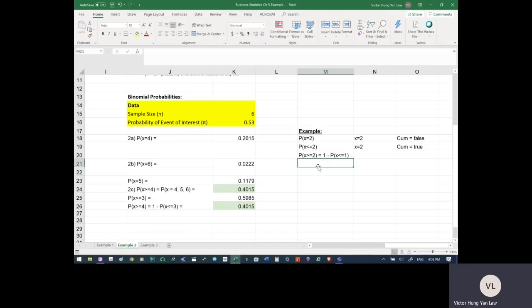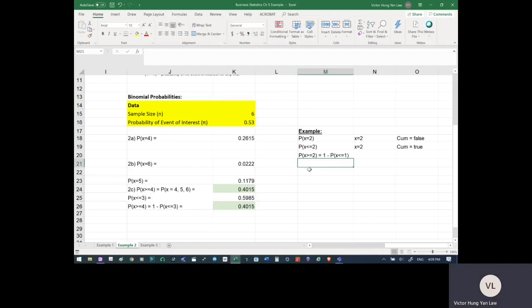we need to do is take the 100% minus the opposite. The opposite of x is greater than or equal to 2 is the probability of x is less than or equal to 1. So that's the opposite of x is greater than or equal to 2. So that's why we have the 100% minus the probability of x is less than or equal to 1. And that will give you the probability of x is greater than or equal to 2.